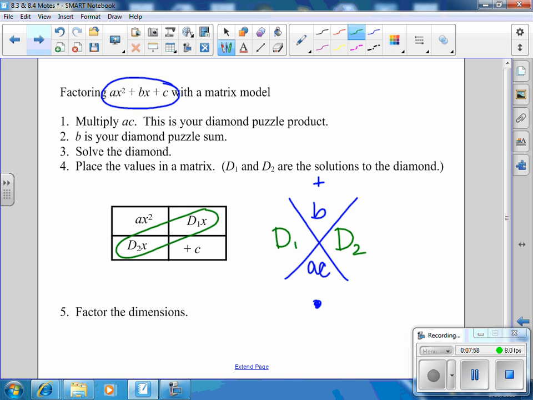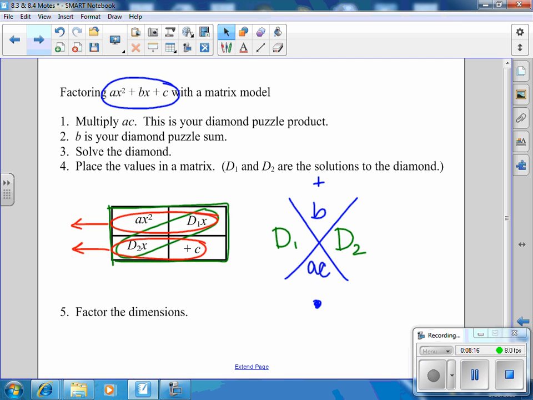And once we've put it into this matrix right here, step number 5 is factoring out the dimensions. So we first look here. What do they have in common? And we pull it out. And then we look here. Same thing. What do they have in common? And we pull it out. And then we go up and down. What do these guys have in common? And then what do these guys have in common? So again, might be confusing, but once we do some problems, you'll get the hang of it.